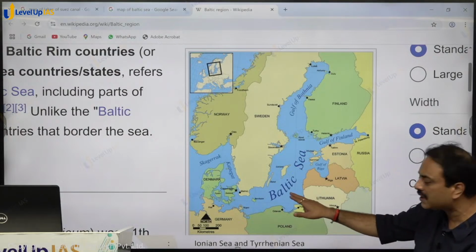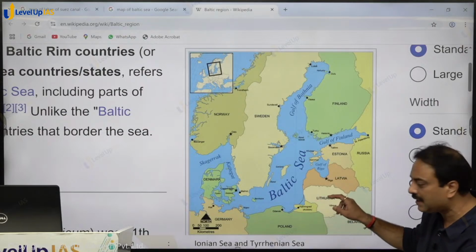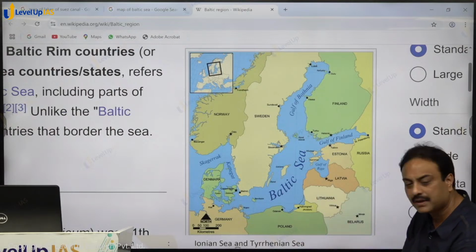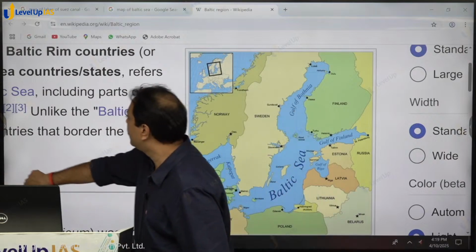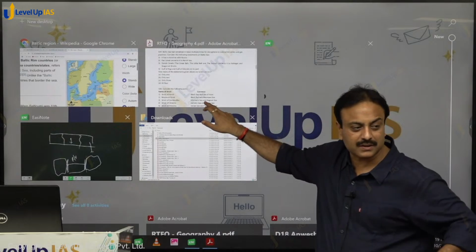Russia is having its coastline over here. Keep this in mind carefully. Russia is having coastline with Lithuania, Estonia, Latvia on this side, Lithuania here. Clear? Can you see it from here?